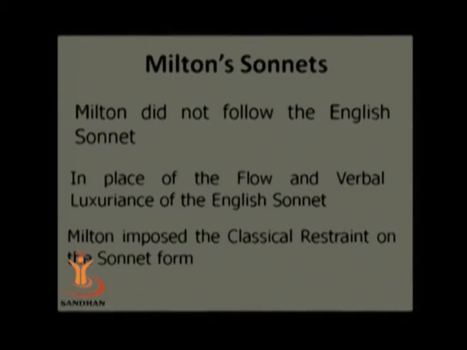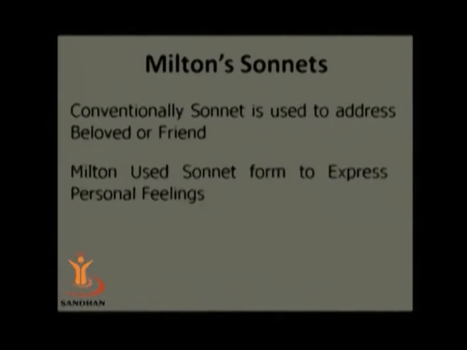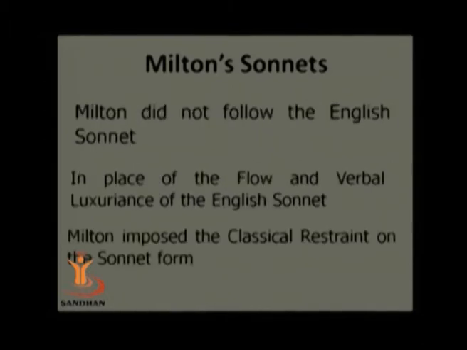So in place of the flow and verbal luxuriance of the English sonnet, Milton imposed classical restraint on the sonnet form, and that restraint was important in Miltonic times, as I told you in the beginning of the lecture, that Milton belonged to the Puritan age, whereas Shakespeare belonged to the Romantic age. Now those romantic characteristics can be seen in the use of poetry as well, because when we talk about Shakespeare, Shakespeare's poems generally use verbal luxuriance.